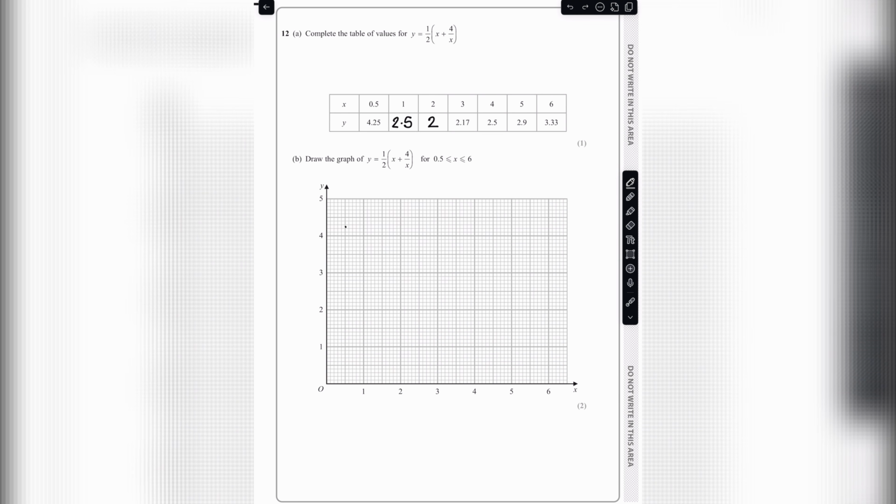So the first value will be roughly here. The second value will be at 1, 2.5, which is there, and I'll plot the point 2, 2, and then you can repeat the same for all the other values in your table. And the final step is to connect all these points. And that is the final answer.